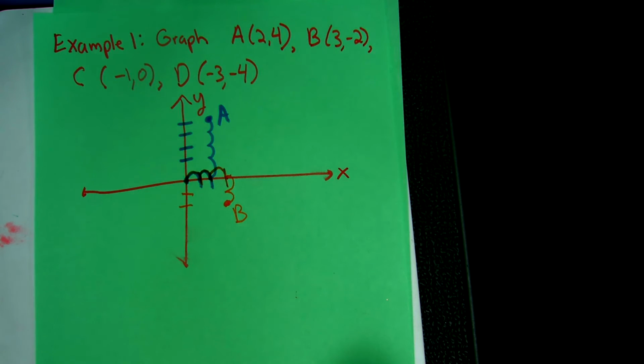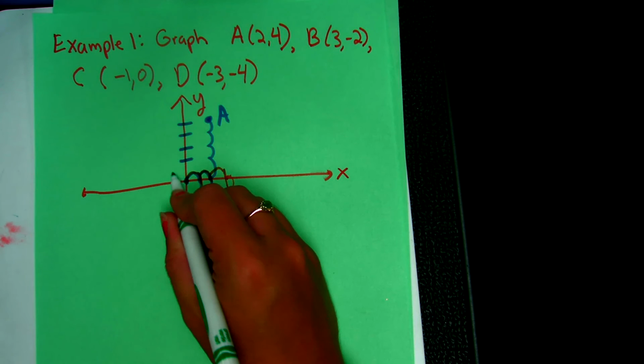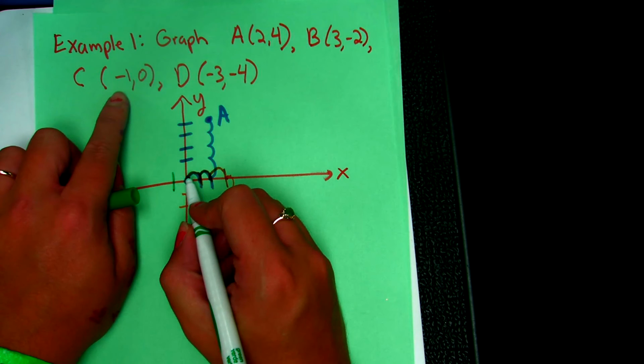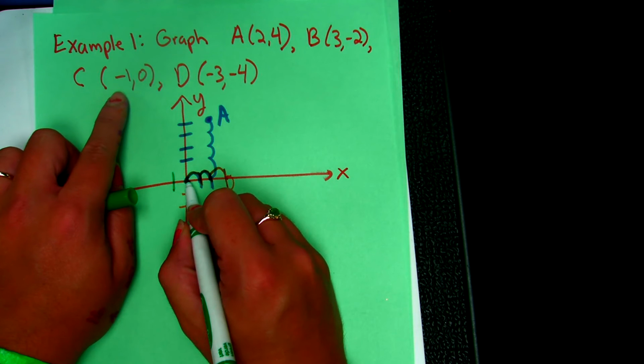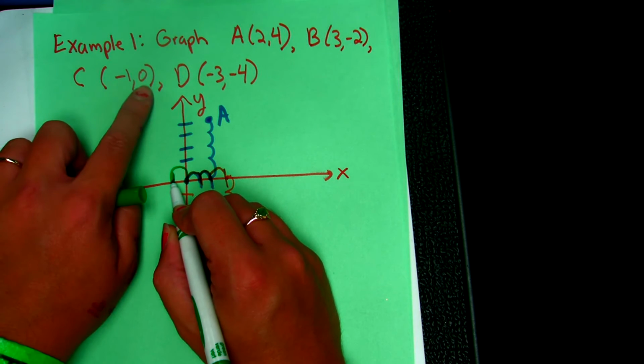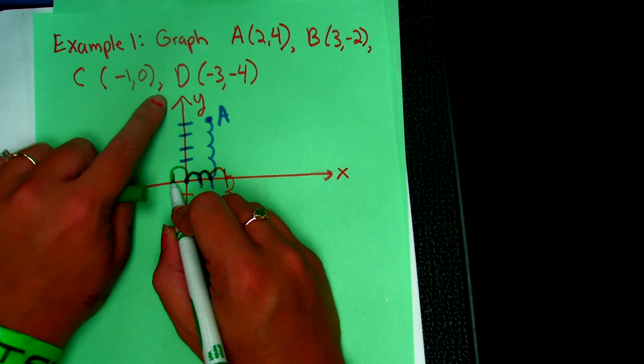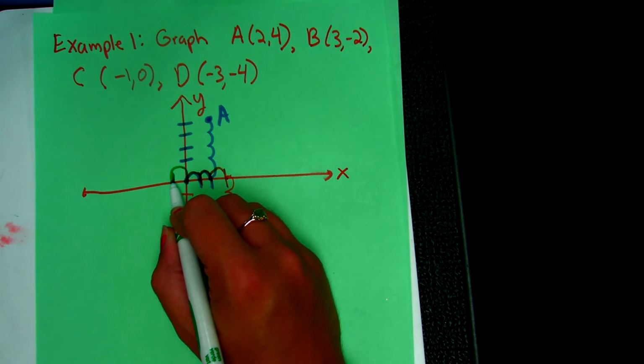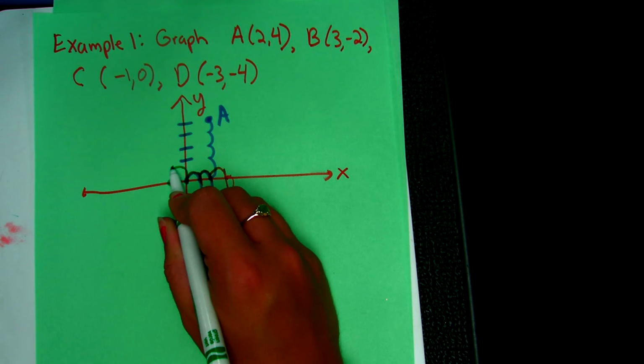So now we need to plot point C, which is (-1, 0). So the first thing we want to do is move along the x-axis. Our x-coordinate is -1, so we're going to move to the left 1. And then we need to move our y-coordinate, which is 0. Well, if it's 0, that means it's not going to move up or down. So we're right there still on the x-axis for point C.